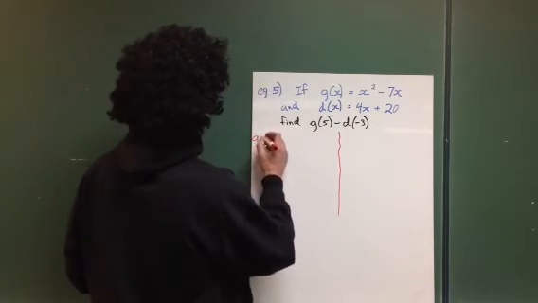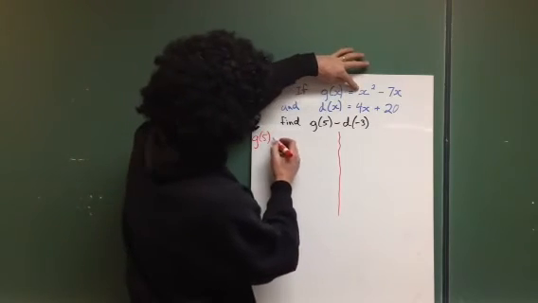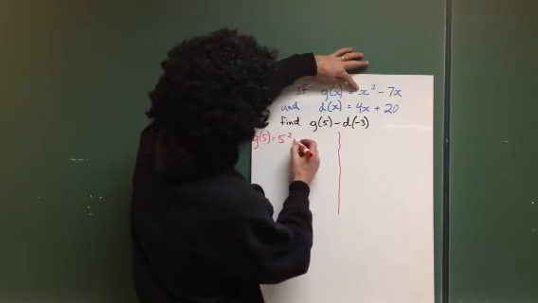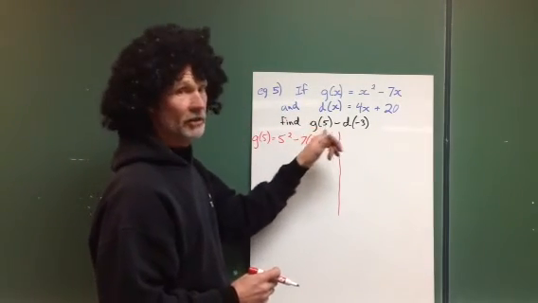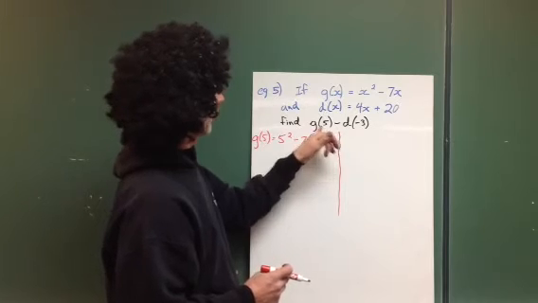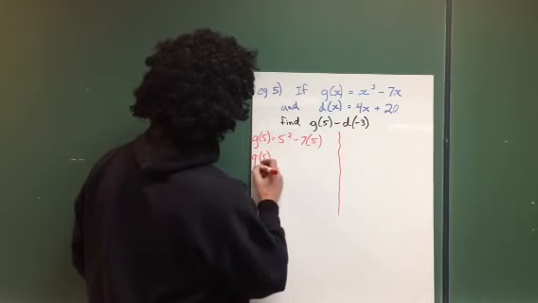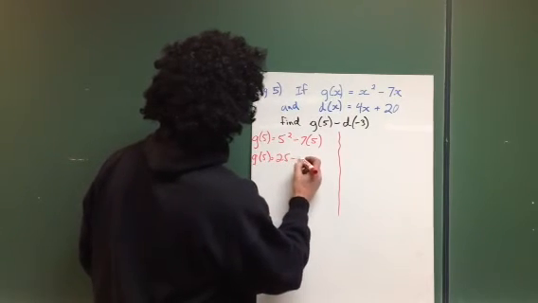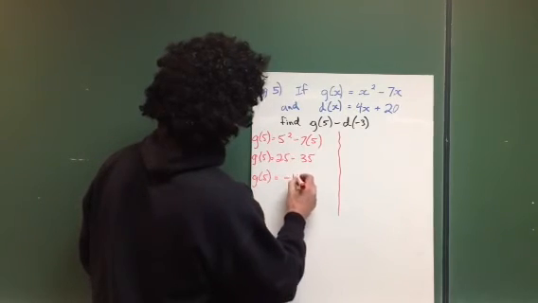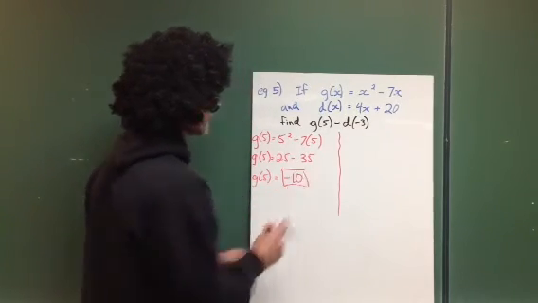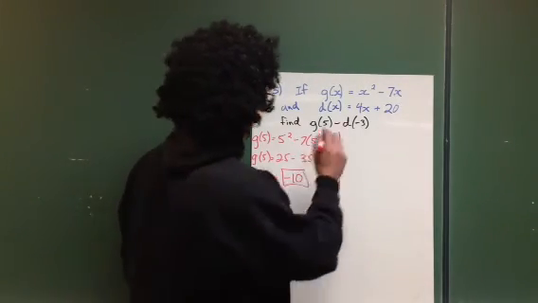So g of 5, okay, replace that x with 5 equals 5 squared minus 7 times 5. So my input for my g function was 5, so I inputted the 5 in here and here. So g of 5 equals 25 minus 35. So g of 5 equals negative 10. Okay, so that is the value of the function g of 5. It's negative 10. Now let's go over here.